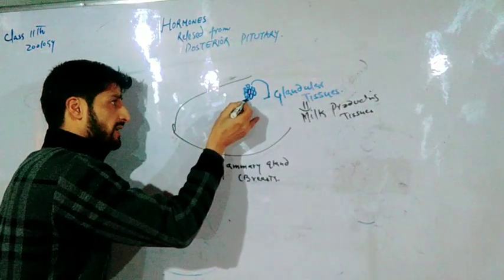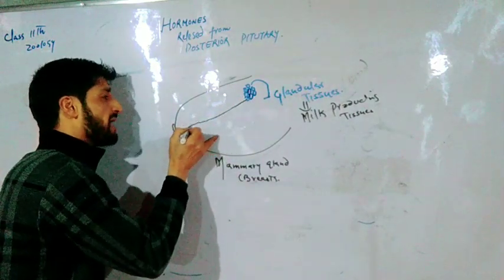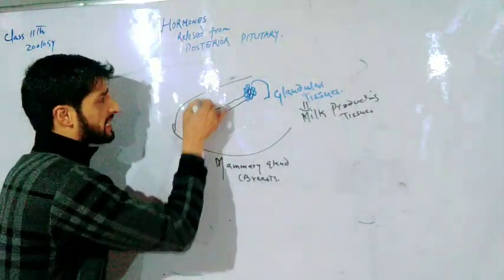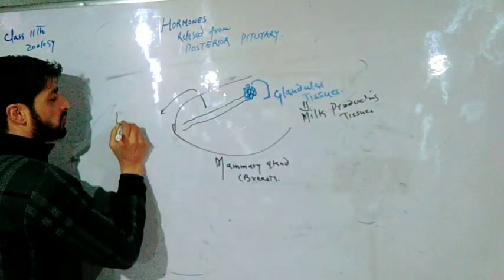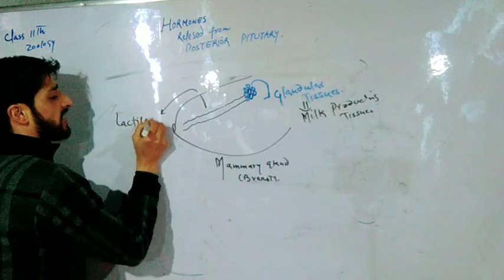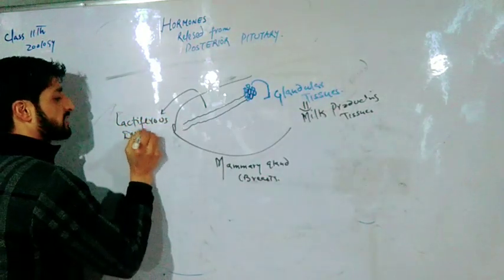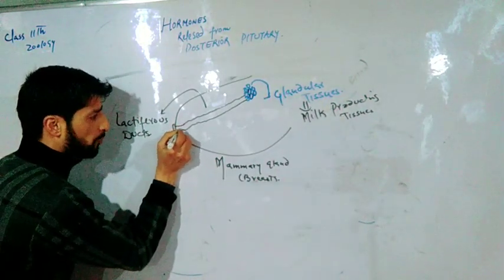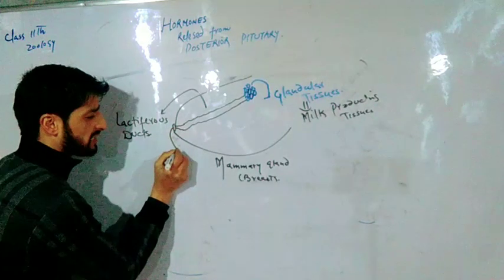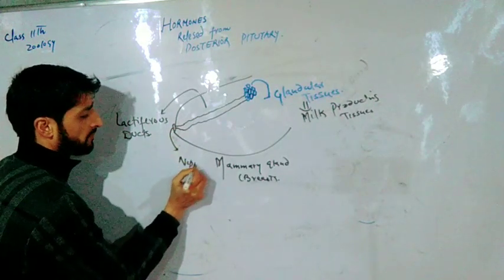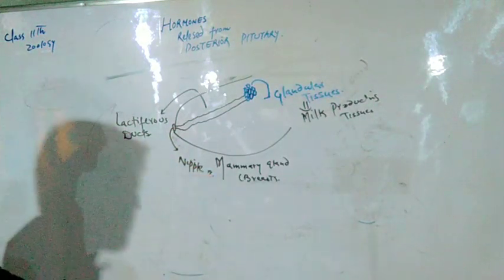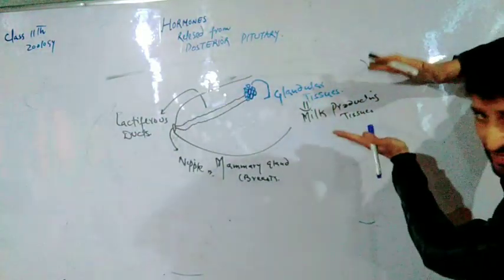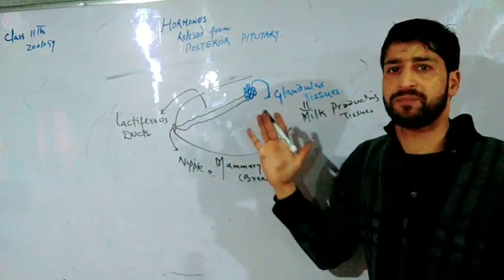Finally, this milk is then poured into special pipes. These pipes are called lactiferous ducts. And finally this lactiferous duct opens out at this structure that you call the nipple. Hope this much you know. In the breast of a human mother there is glandular tissue. It is this glandular tissue that is responsible for the production of milk.